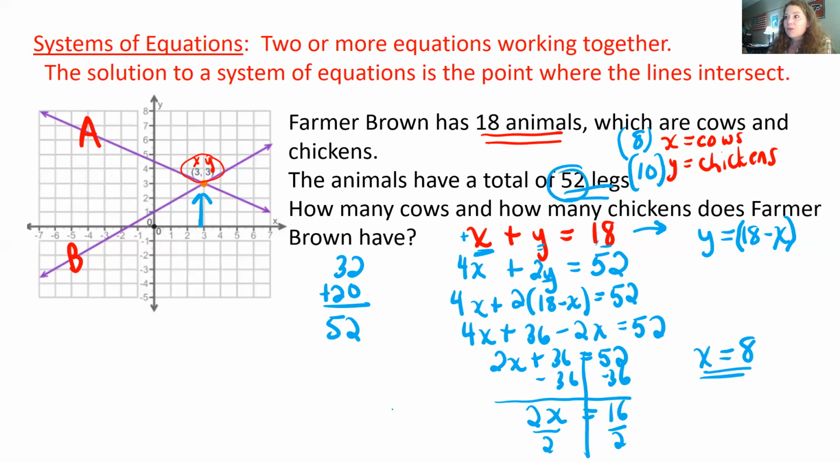So I realized that's a lot of work, but I needed both of these equations to help me figure out the answer to that question, right? All right, let's look at another one.